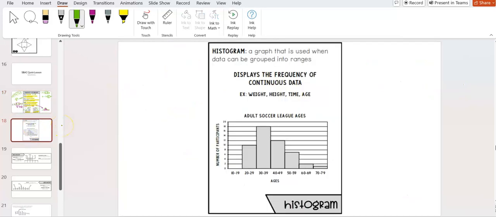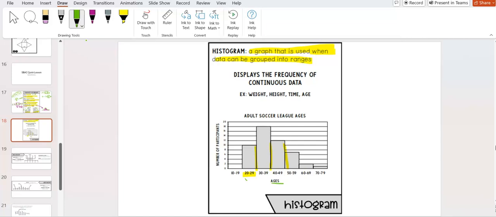All right, a histogram. A histogram looks very much like a bar graph, except notice that these bars touch. And then notice that the amounts under my bar graph is not just one single number. So a histogram is a graph that is used when data can be grouped into ranges. So we use histograms a lot in social studies because these could be years or ages or something like that.